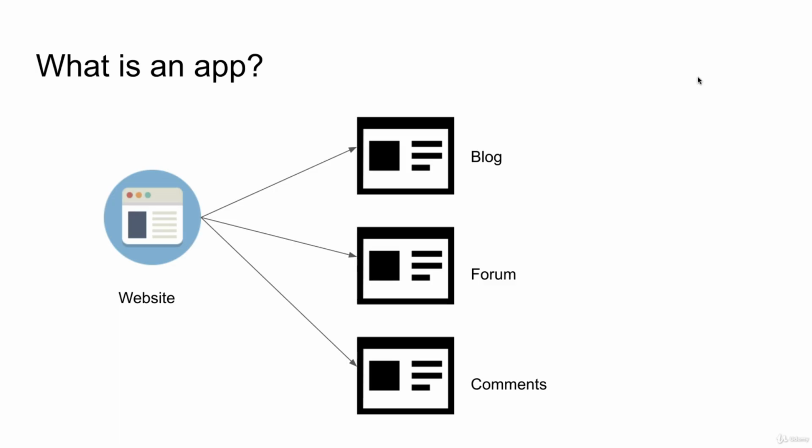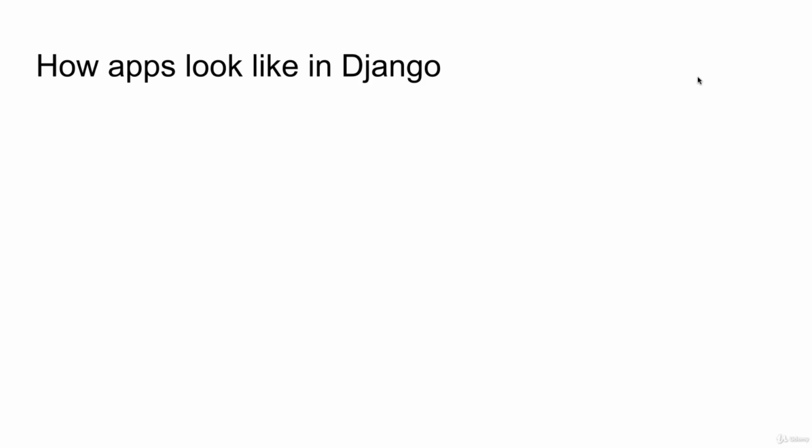Now these particular sections or chunks of your website are called apps, and in each Django project you can have as many apps as you want, and you can just go ahead and write code for each one of those individual apps. So now let's go ahead and learn what apps actually look like in Django.